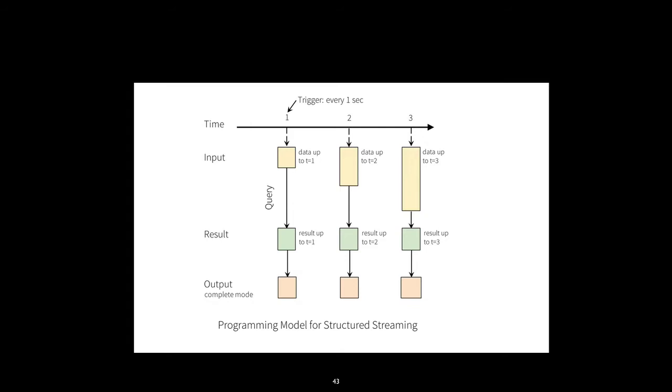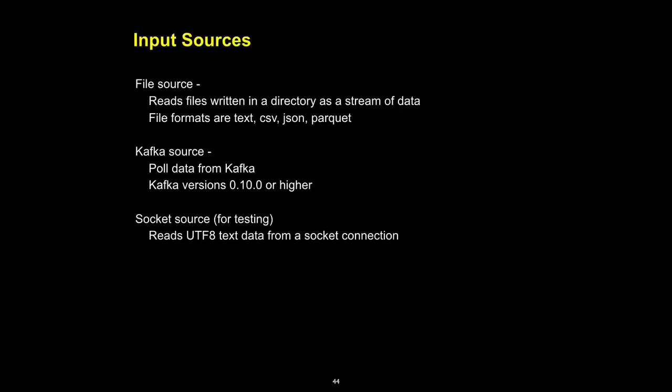Yes, I meant to delete this slide. Input sources. Like I said, there's only three of them. You can read from a file, you have Kafka, and we can do sockets. I'm not sure why they say it's only for testing, or how they know it's for testing.